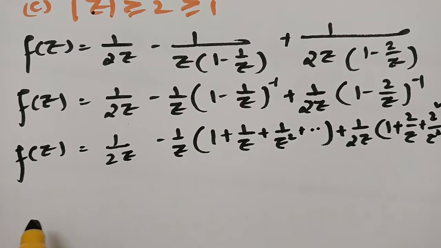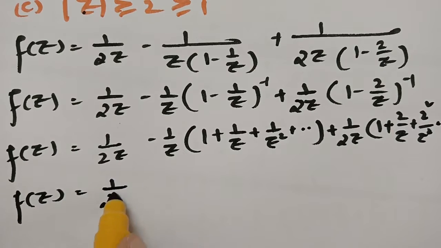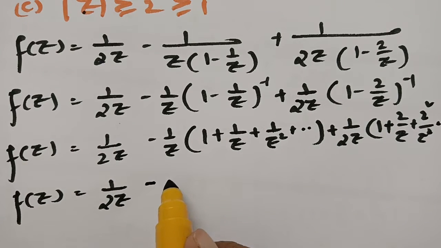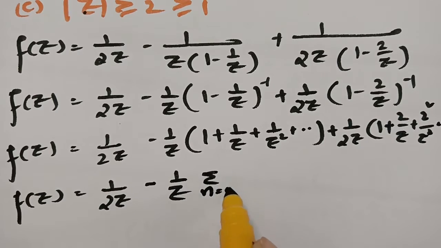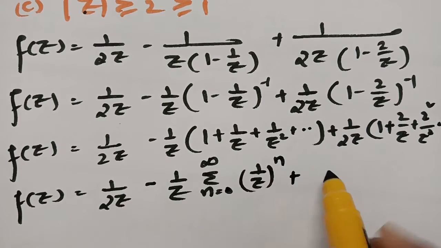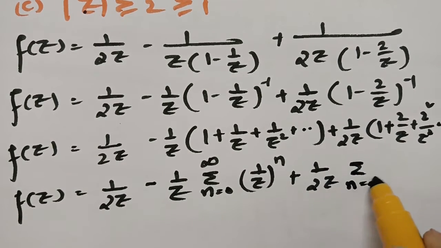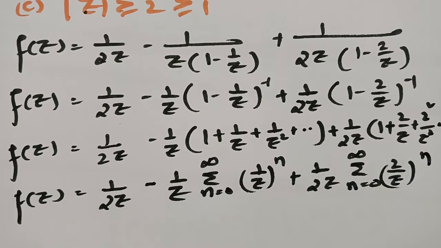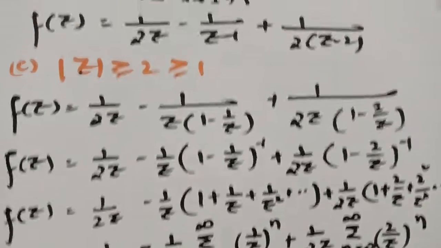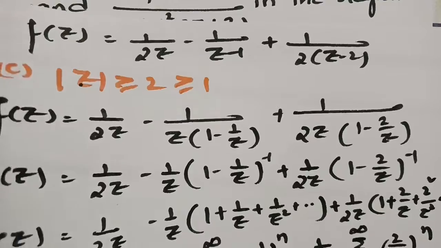Therefore, f of z is equal to 1 by 2z times sigma n equal to 0 to infinity of 1 by z power n, plus 1 by 2z times sigma n equal to 0 to infinity of 2 by z power n. So this is the expansion for the case mod z greater than or equal to 2, which is also greater than or equal to 1.